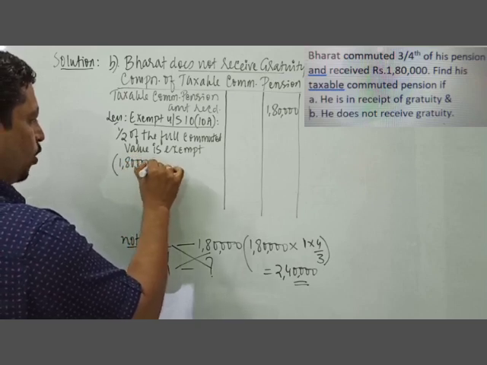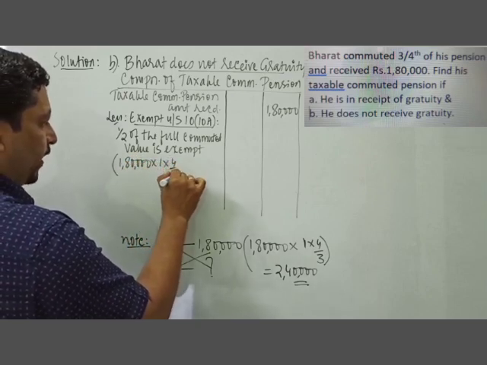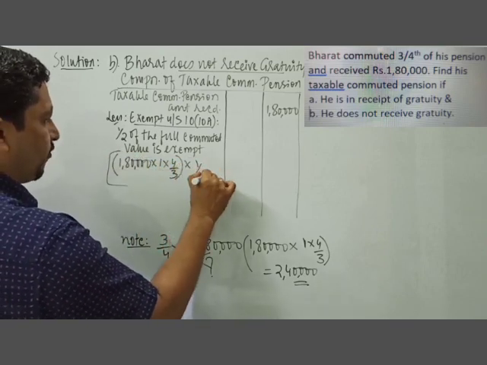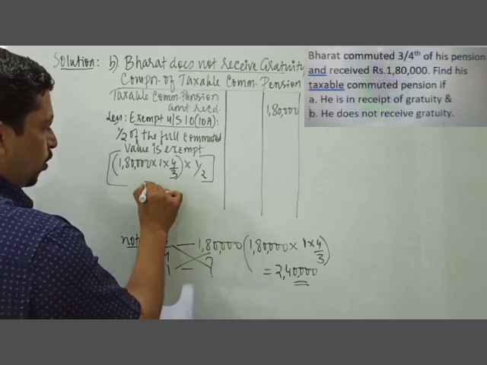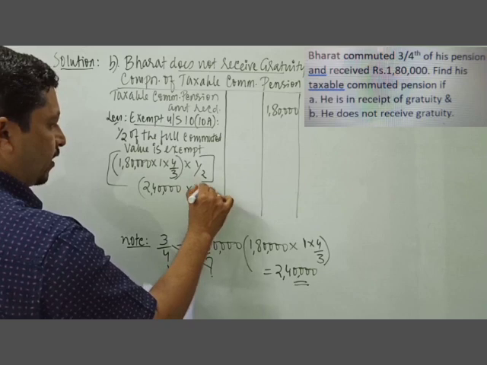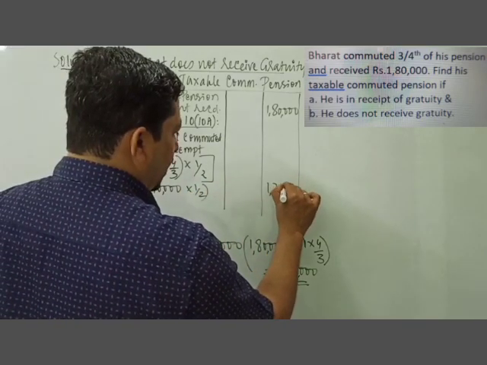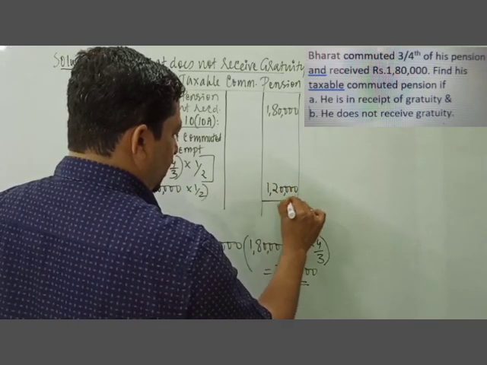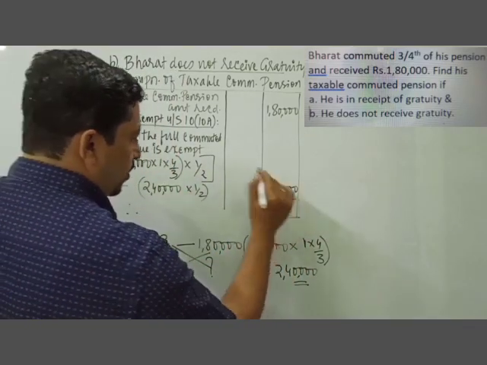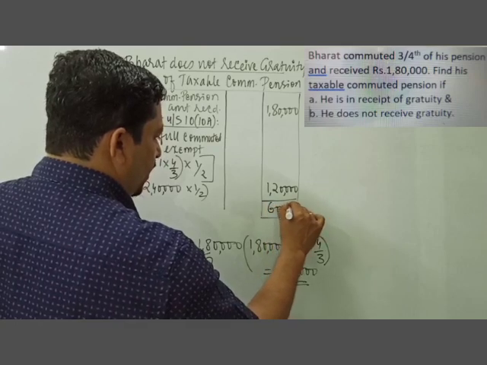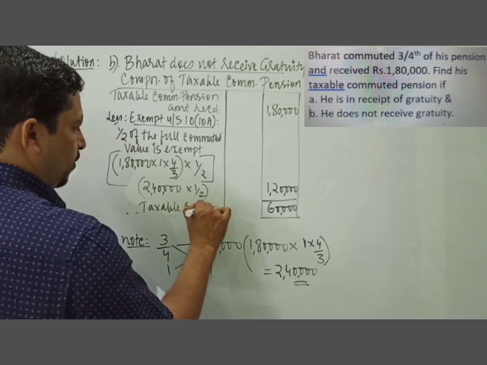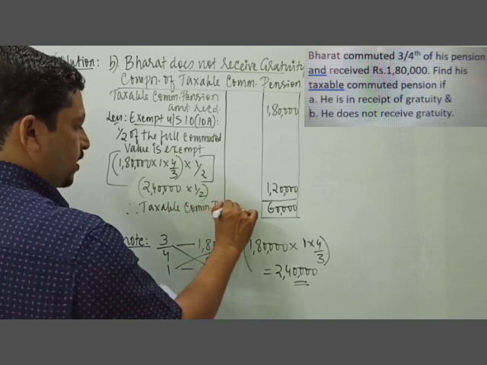1,80,000 into 1 into 4 divided by 3. This is the full commuted value and half of that will be exempt. So 2,40,000 is the full commuted value and half of that will be 1,20,000. So when you look over here, 1,80,000 minus 1,20,000, 60,000 will be taxable commuted pension. So taxable commuted pension will be rupees 60,000.